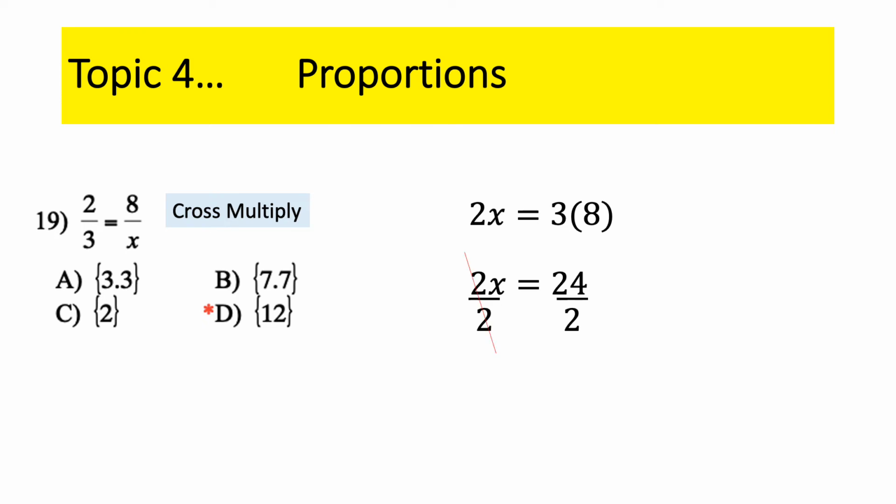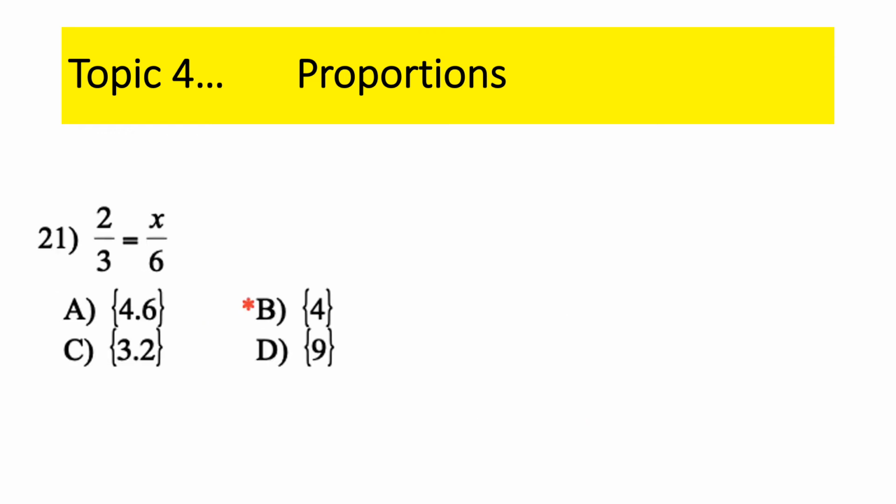2 divided by 2 cancels or turns into 1. That's what the big red line means, 1. 1 times x is x. 24 divided by 2 is 12. X equals 12. Answer D. Do another one? Sure. All right. Remember, solve a proportion, cross multiply. 2 times 6 is equal to 3 times x.